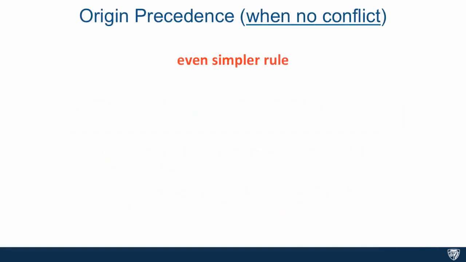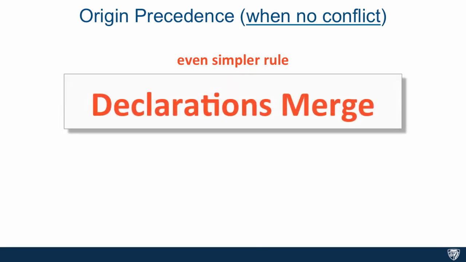When different CSS declarations do not conflict, that is, they still target the same element, but the CSS properties with which they target that element are different, there's an even simpler rule, and that is that declarations merge. So a declaration for, for example, font size and a declaration for color, since they're two different properties, when they're targeted to the same element, even if they're targeted from two different origins, will merge into one, and the element will get both the font size and the color.